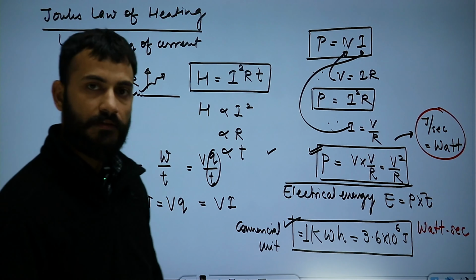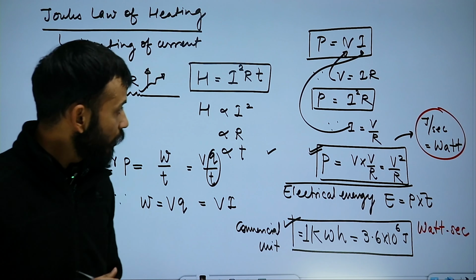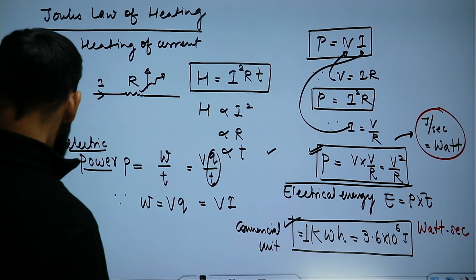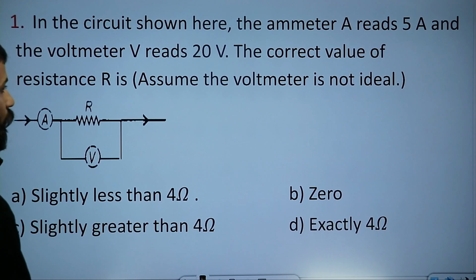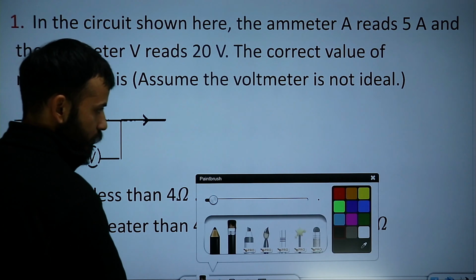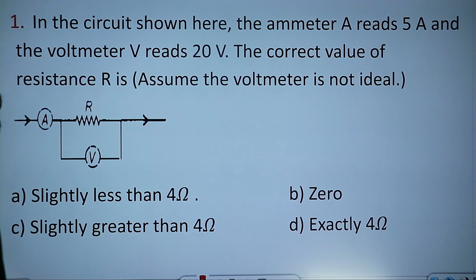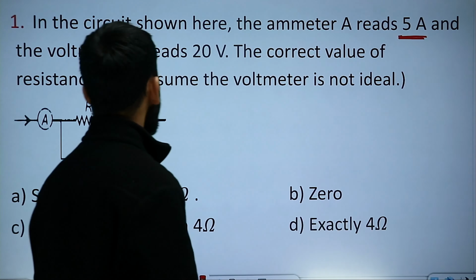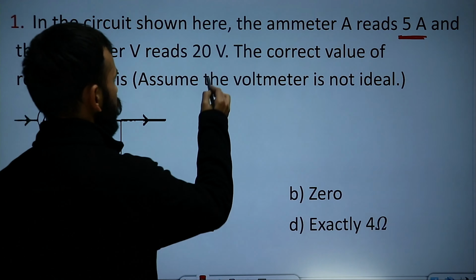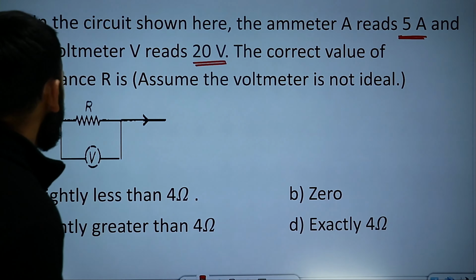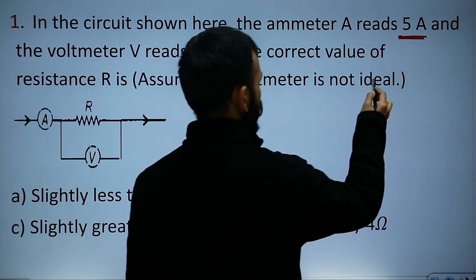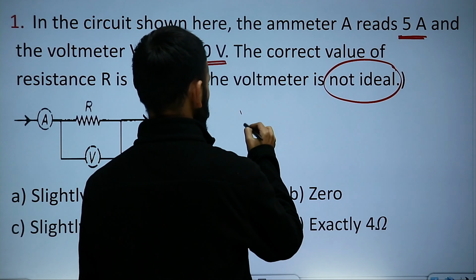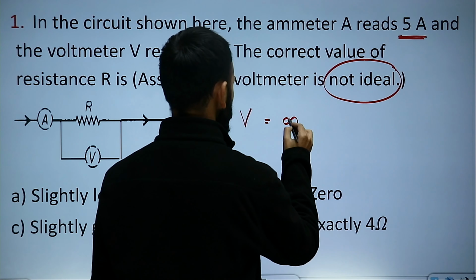So now we will discuss MCQs one by one, so we can apply our knowledge and concepts in these questions. First question: in the circuit shown here, the ammeter A reads 5 ampere and the voltmeter V reads 20 volt. What is the correct value of resistance R, assuming that the voltmeter is not ideal? You already heard that an ideal voltmeter has infinite resistance.